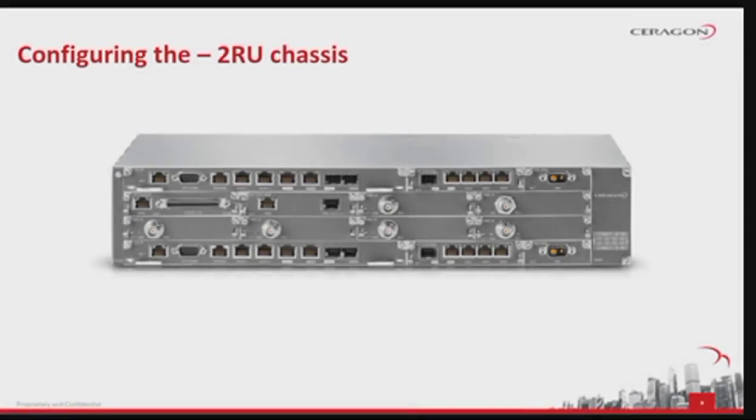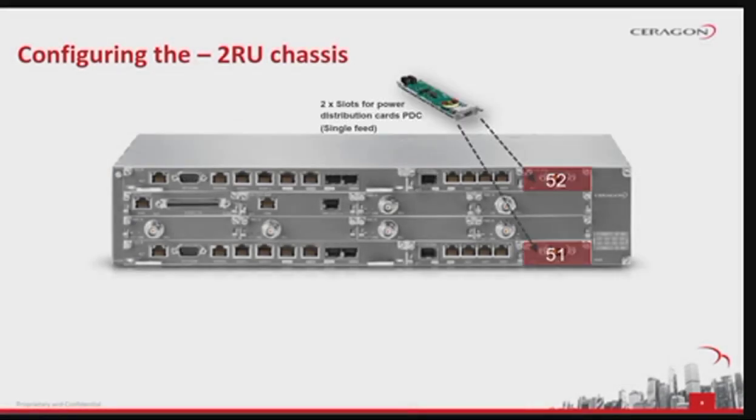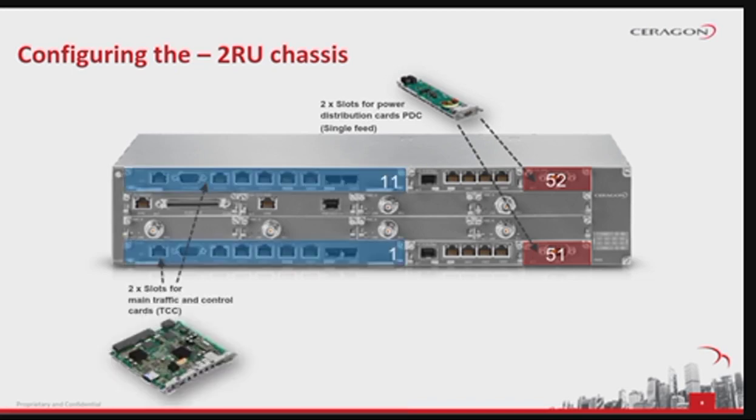IP-20N version 2R, you can hold 2 single-feed power distribution cards, and the PDC card must be inserted in its designated places in the chassis, only in slot 51 or 52. A single PDC is sufficient to power up the entire chassis, but it is not redundant, so for power redundancy both PDCs must be used. The first in the chassis is always the Traffic and Control Card or TCC. This card is the main component of the system. It controls the entire chassis as well as all traffic flows.